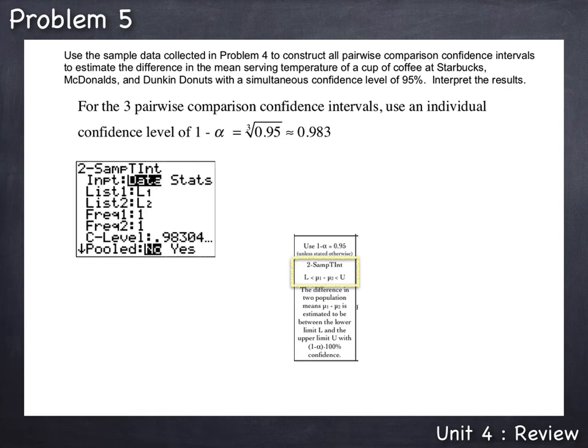First, to compare Starbucks, the first population, to McDonald's, the second population, we'll construct the 2SampTInt command using the list1 and list2 data. And since we want a 95% simultaneous confidence level between all three of these confidence intervals, we'll use the individual confidence level for each confidence interval to be the cube root of 0.95 or 0.983 decimal.